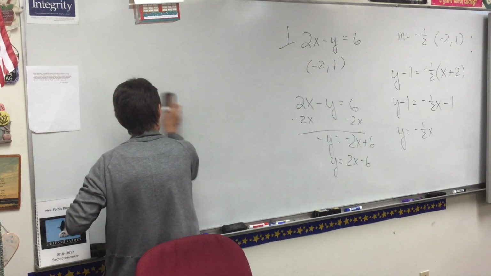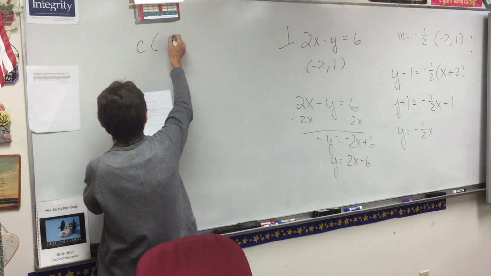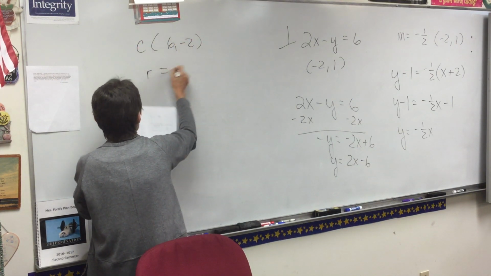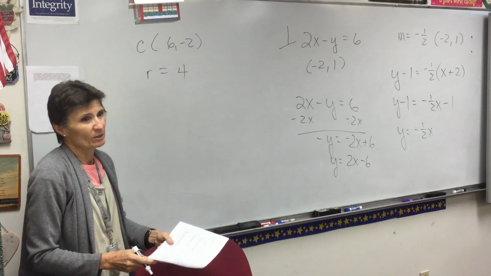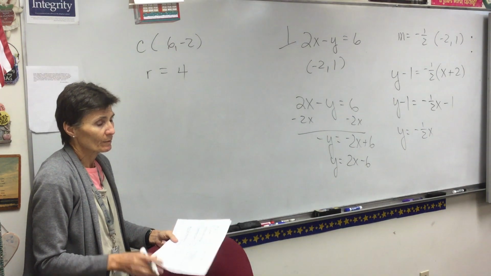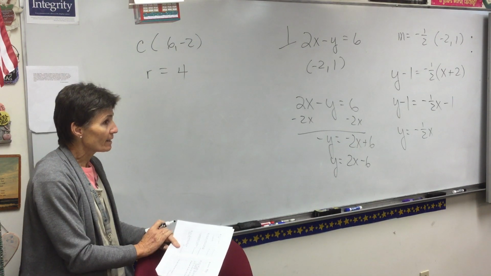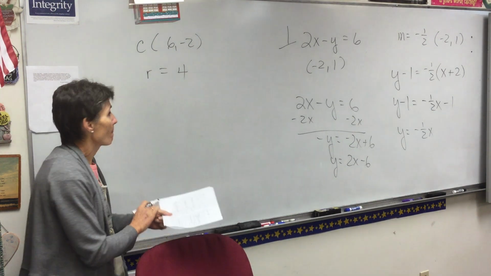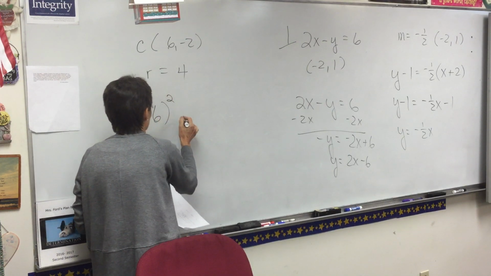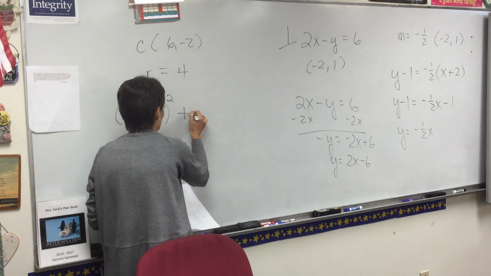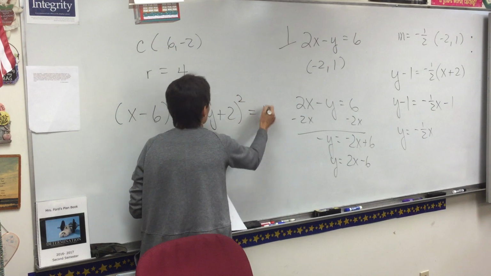All right. Now we got a circle. We want to write the equation of the circle with a center at 6, negative 2, and a radius of 4. This is really easy if you remember what circles look like. I know you know what circles look like, but what the equation looks like. Just remember what it looks like? Sam? It's (x minus 6) squared plus (y plus 2) squared equals 16.